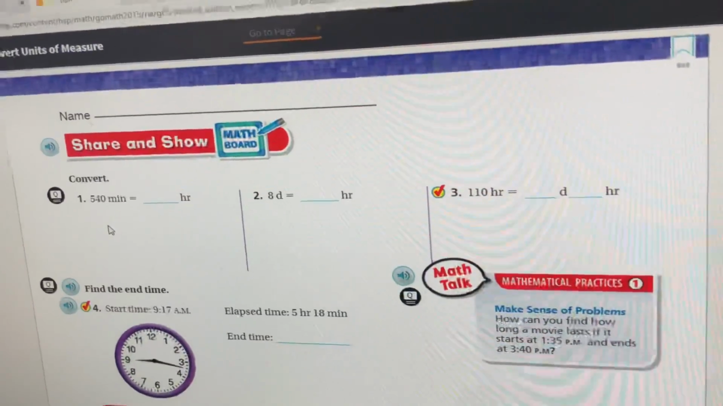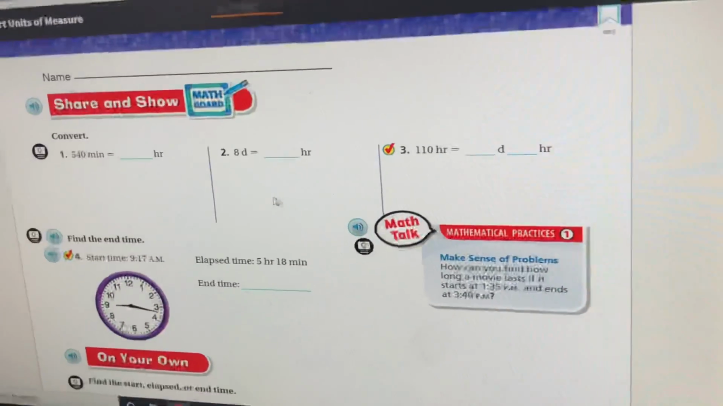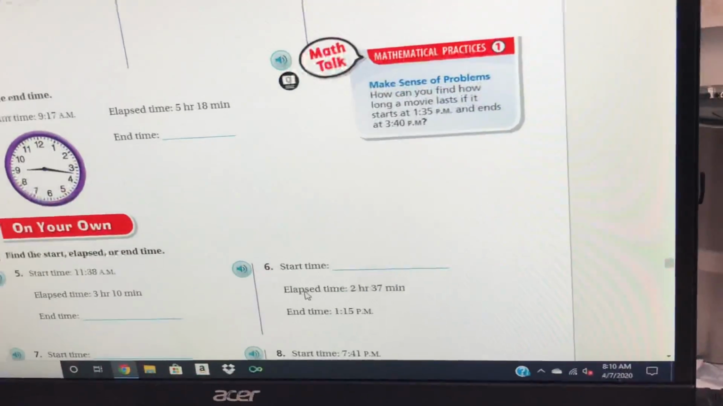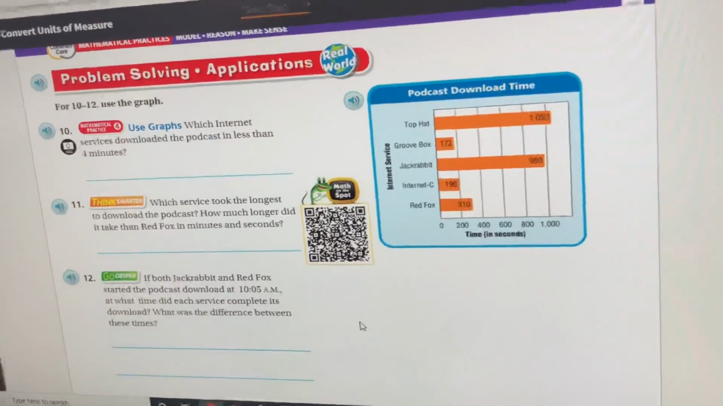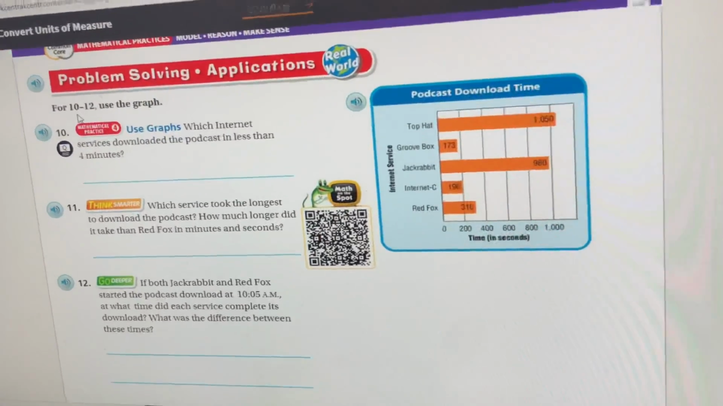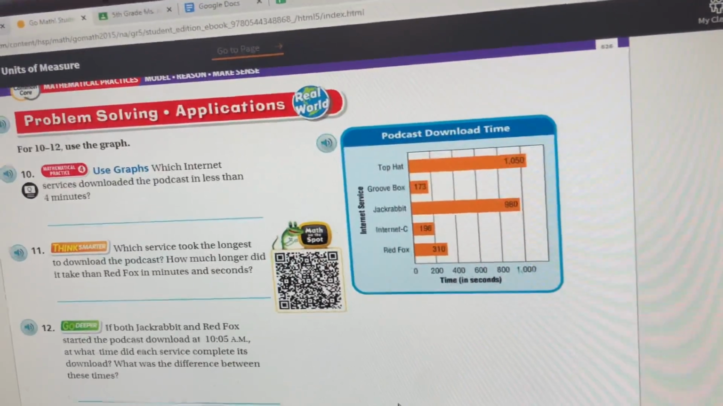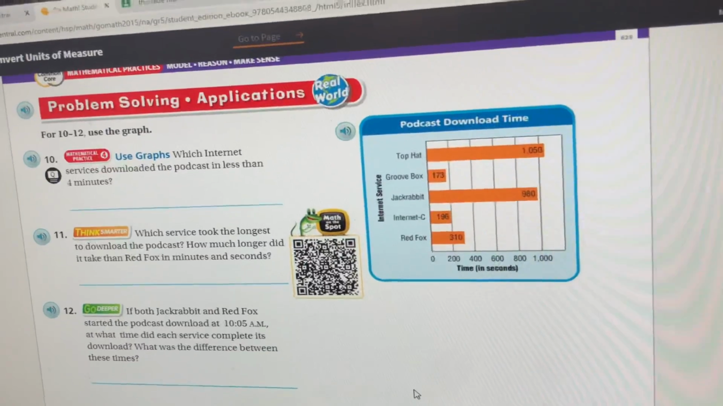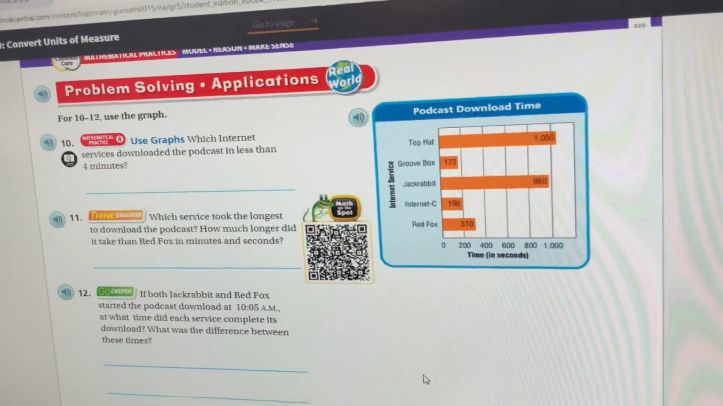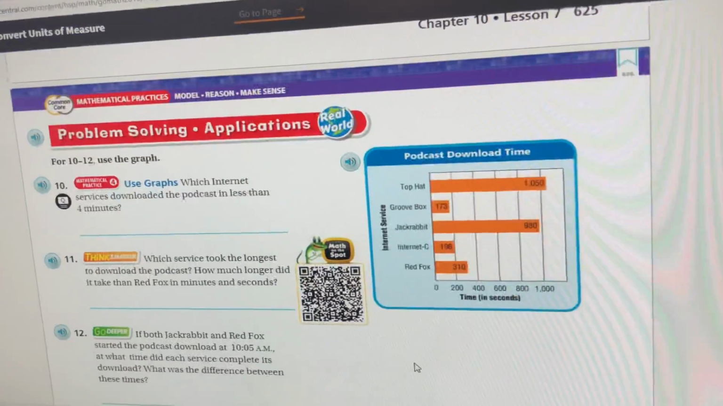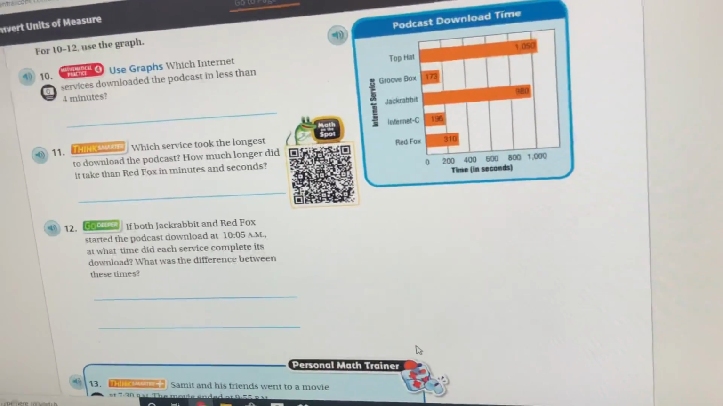Okay, in class we would have the share and show part where we would take turns coming up to the board. Work a couple of these and make sure that you're okay on them. The part I really want you to see is the part with the graph. So it says for 10 through 12, use the graph. You can look at this exact problem on Go Math by going to the student edition and getting yourself to chapter 10, section 7, and pull it up. If you want a page number, it's going to look like page 626. You can click right to it.